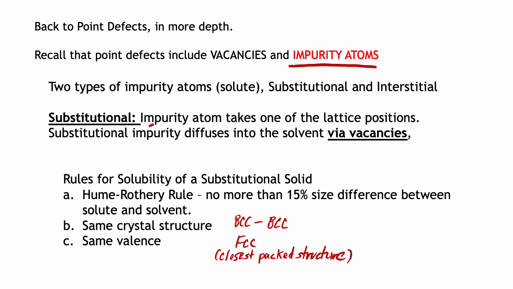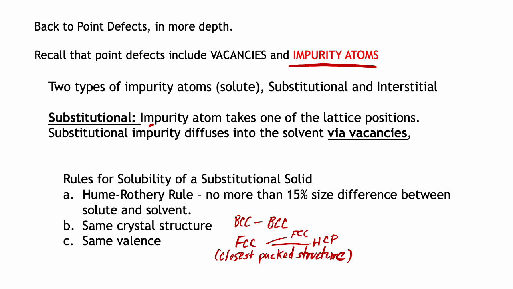And it diffuses into FCC, but it can also diffuse into a structure which we're not going to really look at too much, called the HCP structure, hexagonal close packed. It's also a close packed structure. So BCC only dissolves into BCC. FCC and HCP can dissolve into one another.